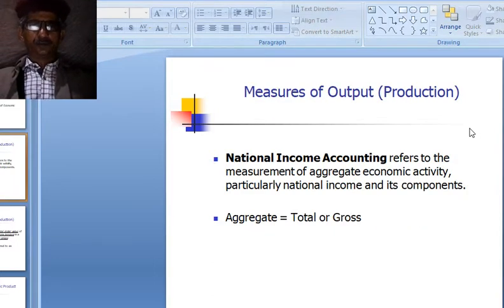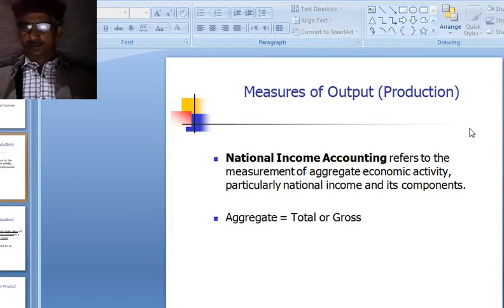So first of all, what is national income accounting? National income accounting refers to the measurement of aggregate economic activity, particularly national income and its components. Aggregate is equal to total or gross. It means it's the total income or the product of any country.